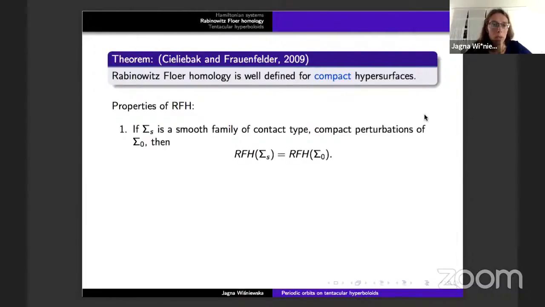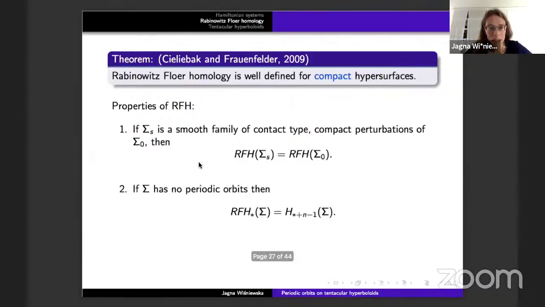In which way? Well, if we have a smooth family of contact type hypersurfaces, which are compact perturbations of a chosen sigma, then the Rabinowitz-Floer homology of those perturbations is going to be just constant, equal to the one of the hypersurface we started with. So we have some kind of a local invariance, constant on connected components of this hypersurfaces set, which is a nice property.